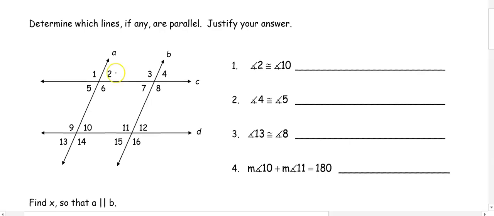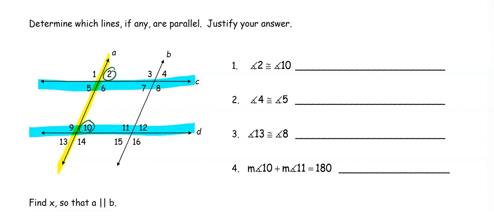In number 1, they told us that angle 2 and angle 10 are congruent. If angle 2 and angle 10 are congruent, those are corresponding angles, which should be congruent. So now we know that the lines that they are touching are parallel. If A is the transversal, the other two lines are C and D. So we know then that C is parallel to D because corresponding angles are congruent, so lines are parallel.